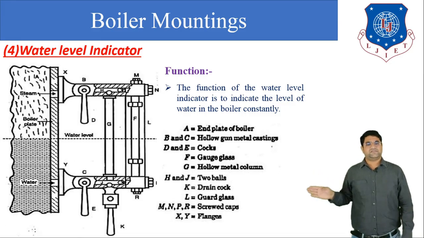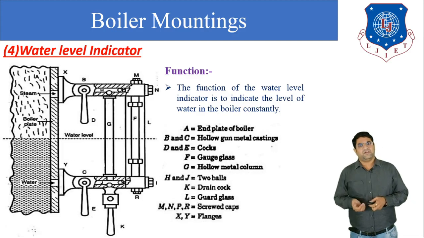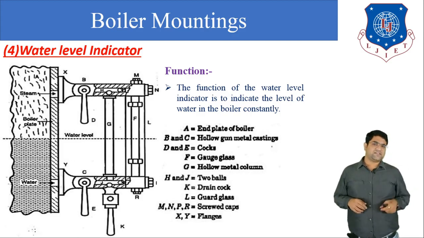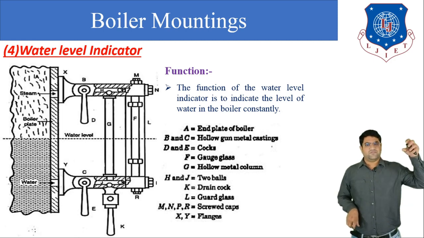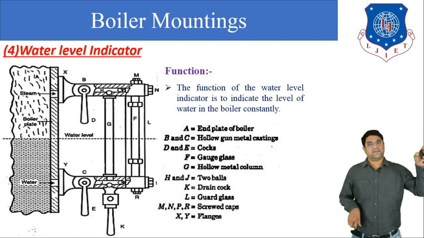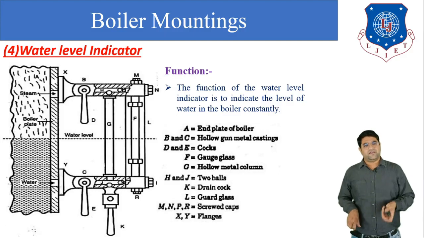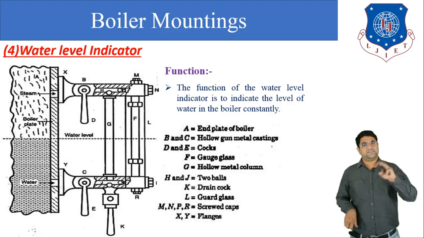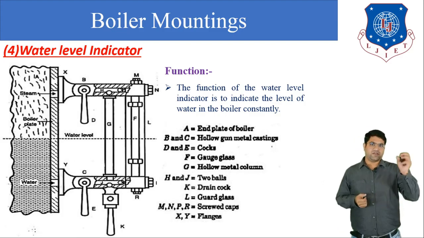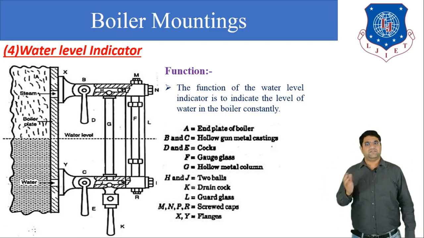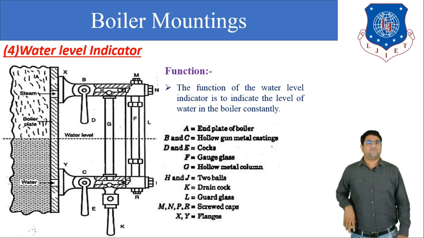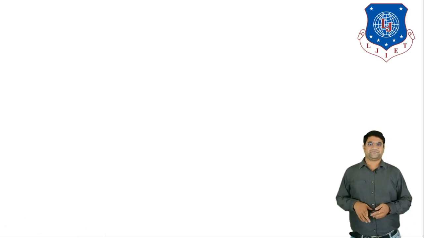Now here there is one drain cock. What is the function of the drain cock? Whenever we are going to change this glass tube, we open this drain cock, and the water and steam present in the glass tube will move out, and finally we can replace this glass tube. After that we will close this drain cock, the same operation occurs again, and we can measure the level of water with the help of this water level indicator.